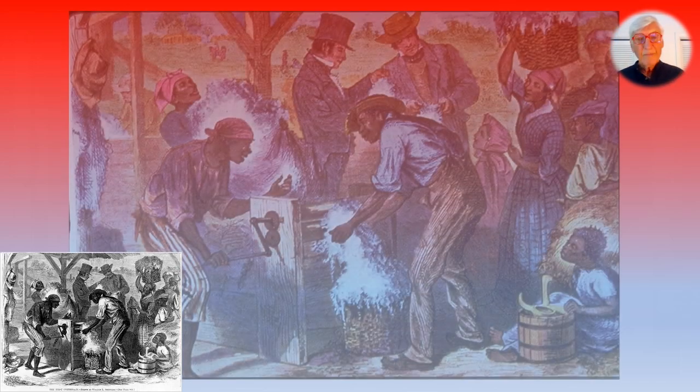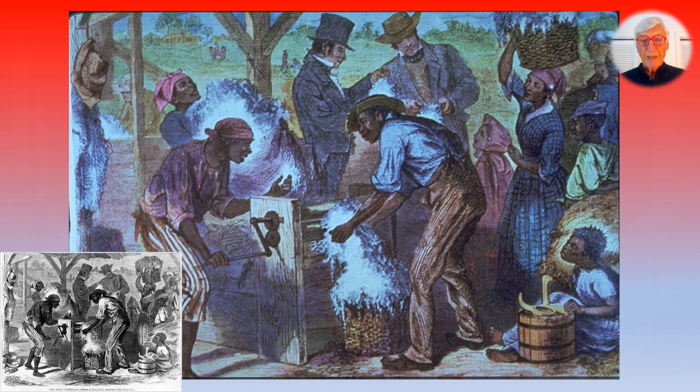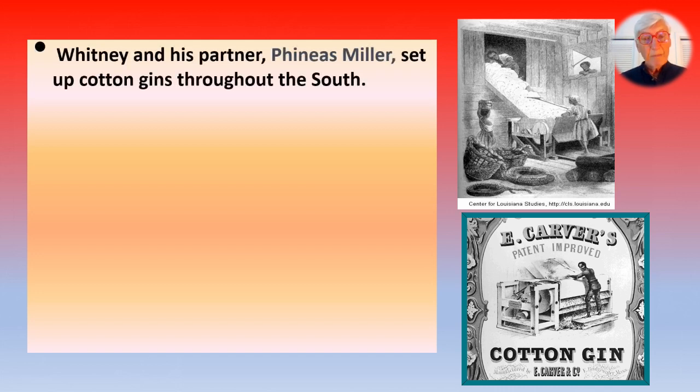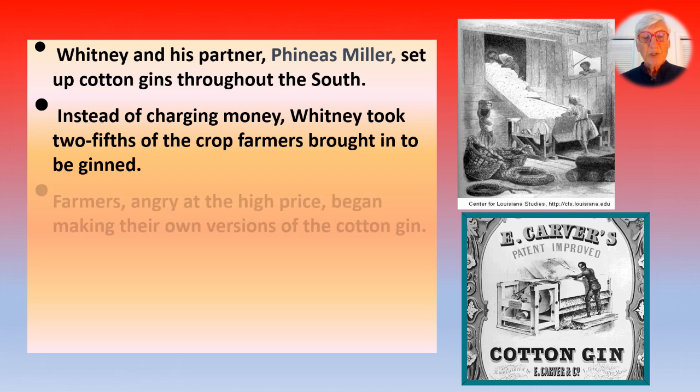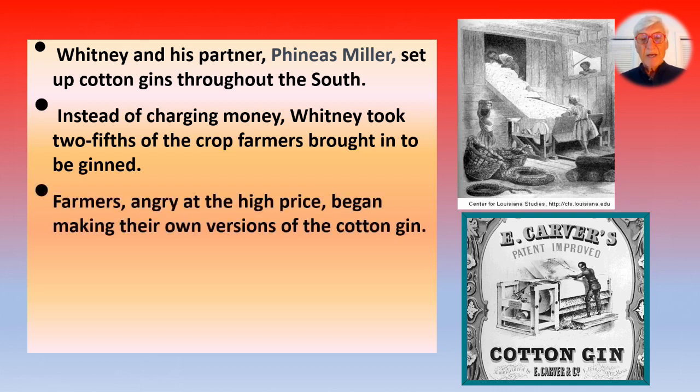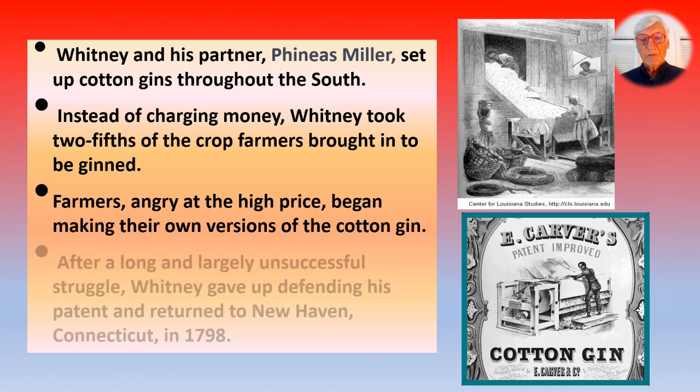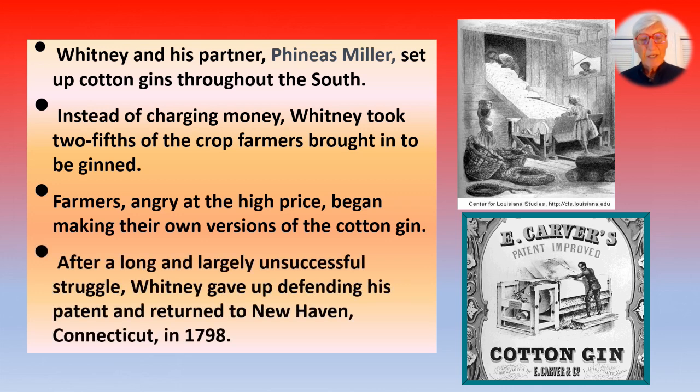Here's a famous painting of the application of the cotton gin. Whitney and his partner, Phineas Miller, set up cotton gins throughout the South. Instead of charging money, Whitney took 2/5 of the crop farmers brought to him to be ginned. Farmers, angry at that high price, began making their own versions of the cotton gin, and after a long and largely unsuccessful struggle, Whitney just gave up defending his patent and returned to New Haven, Connecticut in 1798.